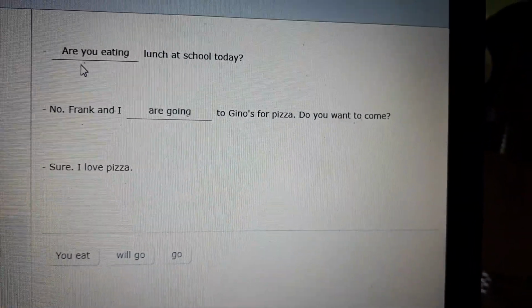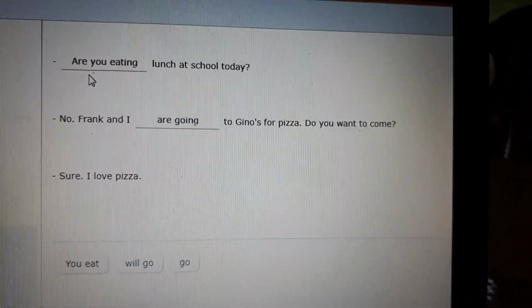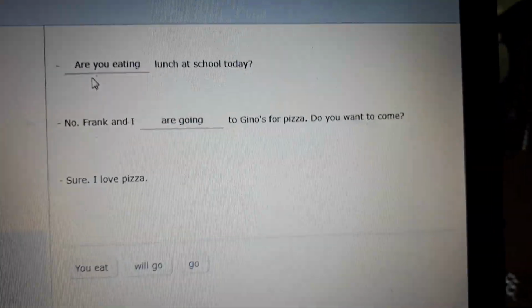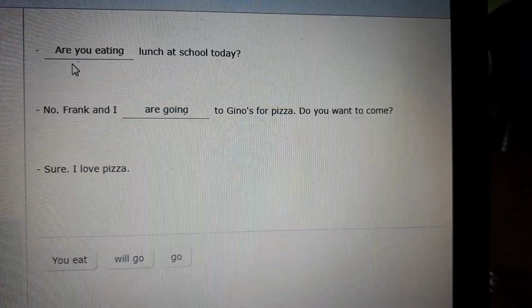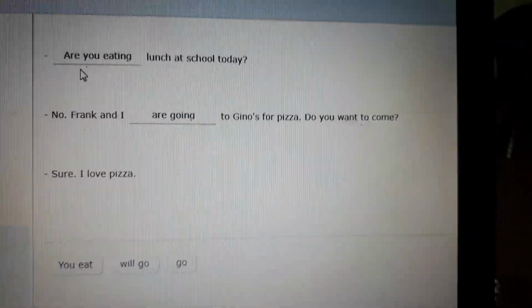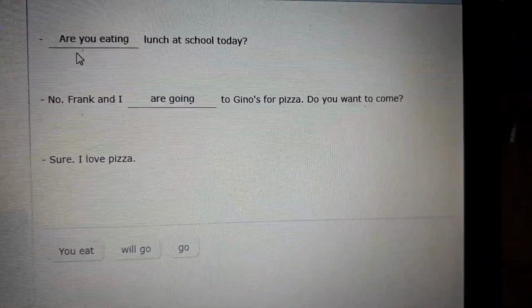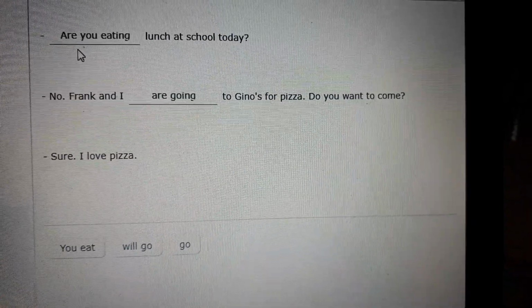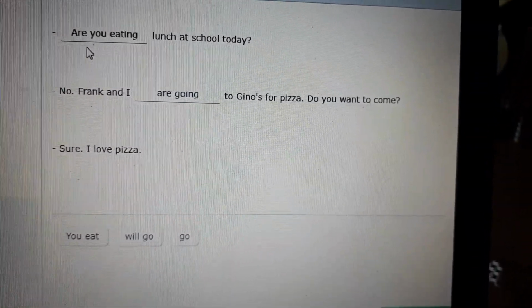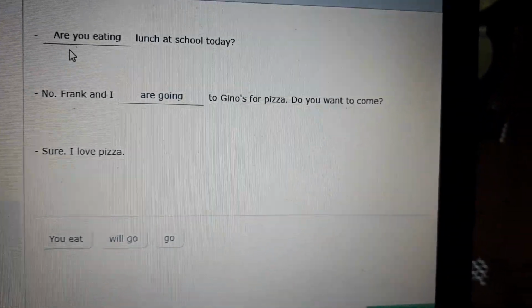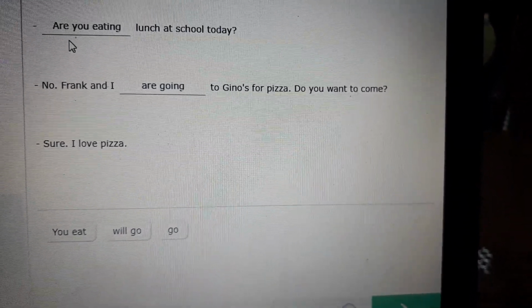So, remember, if it is a question, you have to begin with an auxiliary. Or if you have a WH question, that goes first and then the auxiliary. If it is a sentence or the result or an answer, you need the pronoun or the name and then the auxiliary. It's vice versa, okay? You're going to change places, okay? Frank and I are going to Gino's for pizza, okay?